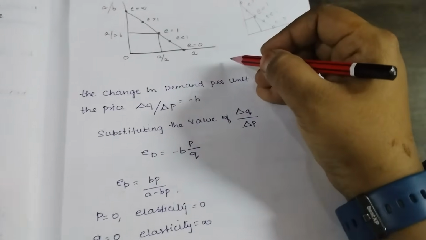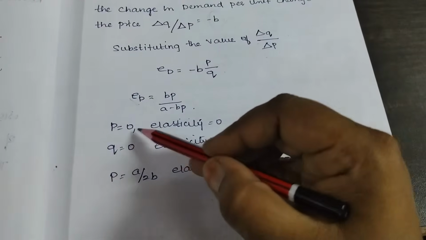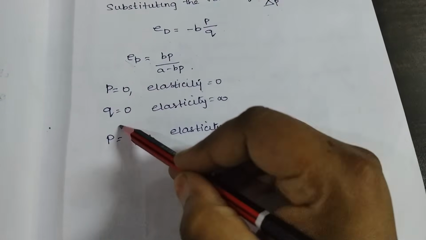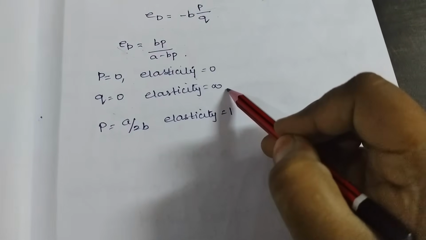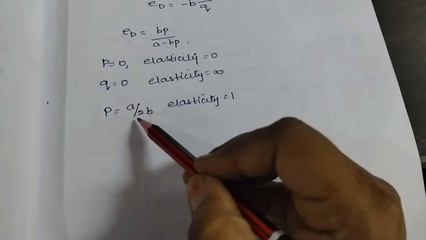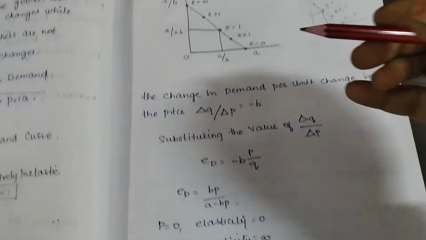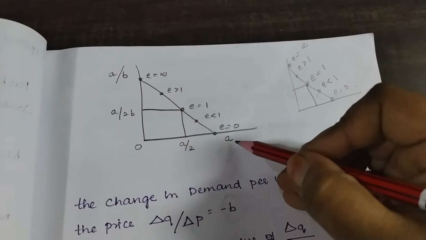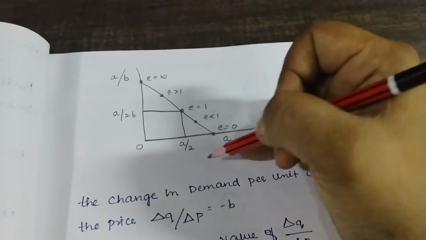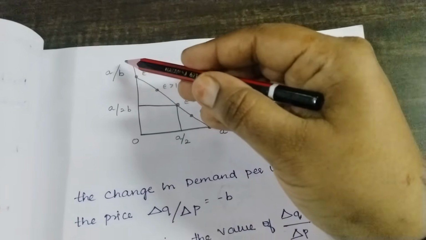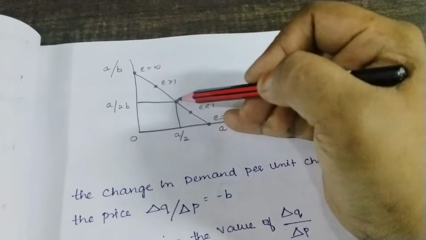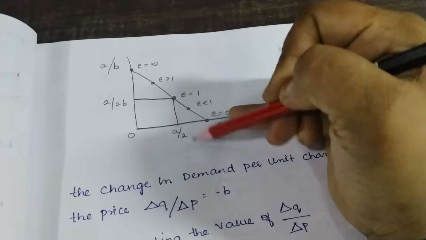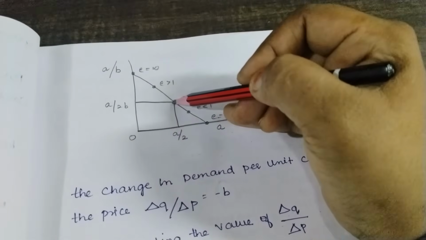Okay. Whenever price is 0, elasticity is 0. When quantity is 0, elasticity is equal to infinity. When price is equal to A by 2B, then elasticity is equal to 1. Because here price is considered as A and quantity is considered as B. So half is A by 2B, and this half is A by 2. So at A by 2B, elasticity is equal to 1.